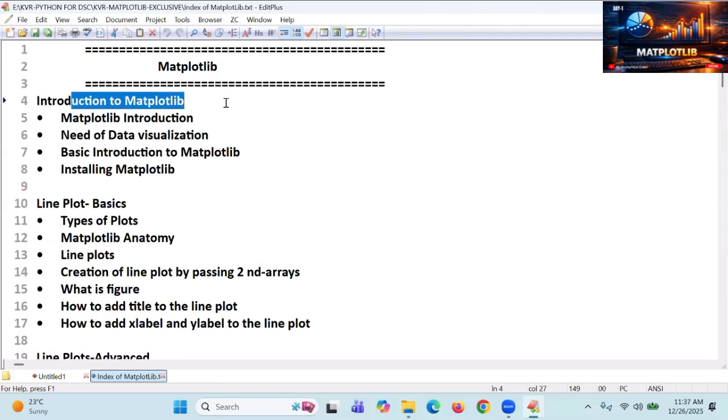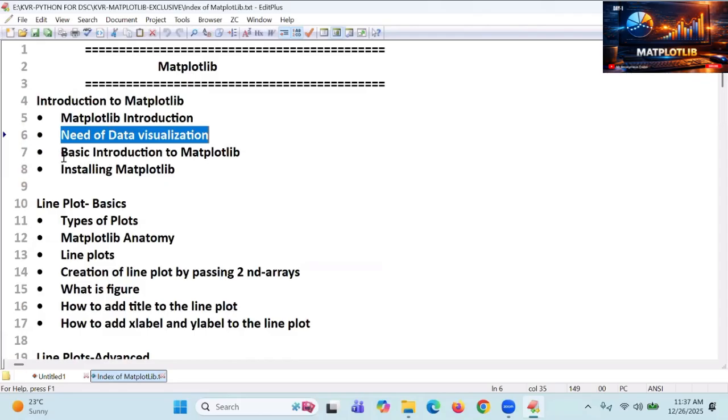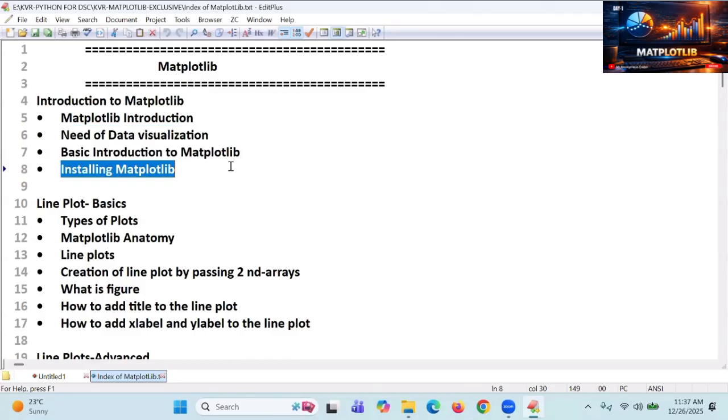Introduction to Matplotlib. Need of data visualization. Basic introduction to Matplotlib. Installing Matplotlib. NumPy is what? A module. How to install, you know? pip install, and configuration at the server side also, IDE level also. Next, pandas also, how to install, you know that.